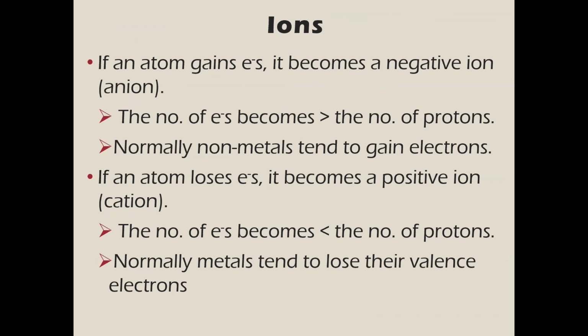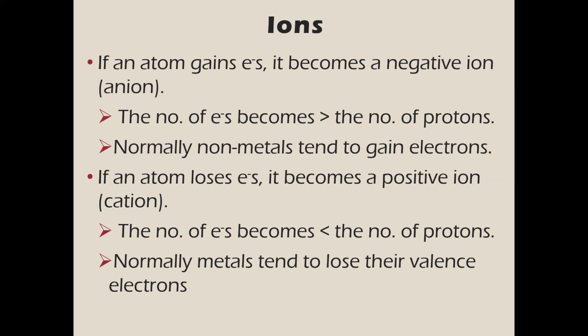So what are ions? Ions are charged atoms. If an atom gains electrons, it will become a negative ion, or anion. In that case, the equality between the number of protons and the number of electrons is interrupted, which means if the atom gains more electrons, the number of electrons will be more than the number of protons. So the total negative charge will be more than the total positive charge in the same atom. So this will be an anion, or negative ion.